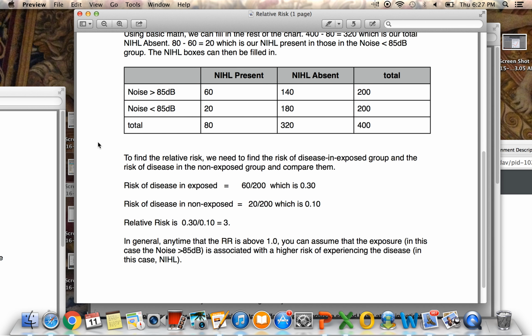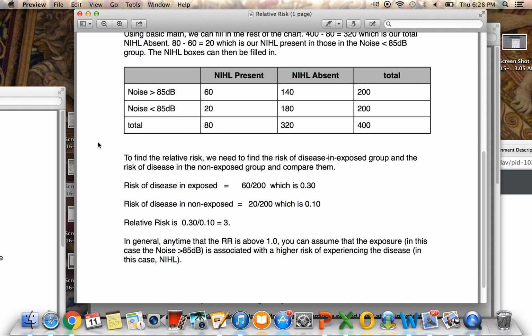And then you take those two risks and you divide them. So you take the risk of the disease in the exposed, which is 0.3, and the risk of the disease in the non-exposed, which is 0.1, and you come up with a relative risk of 3. So what's important for you is to know that when you see a relative risk and it's above 1.0, you know that there is a higher risk among the group that had the exposure.